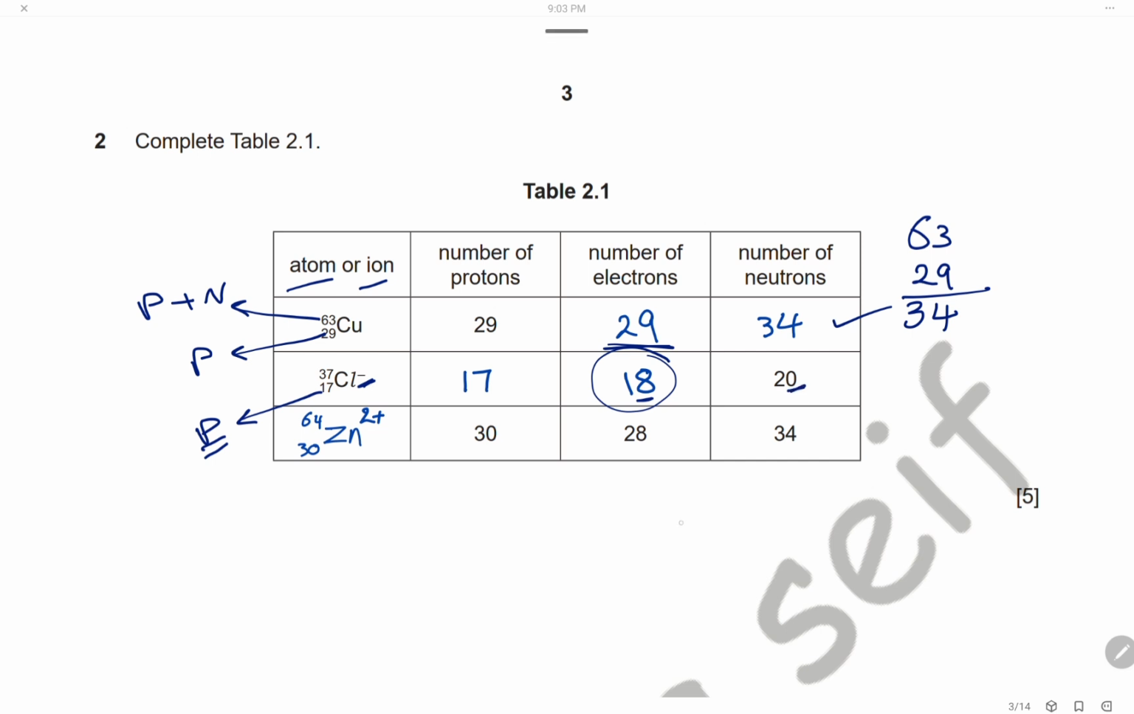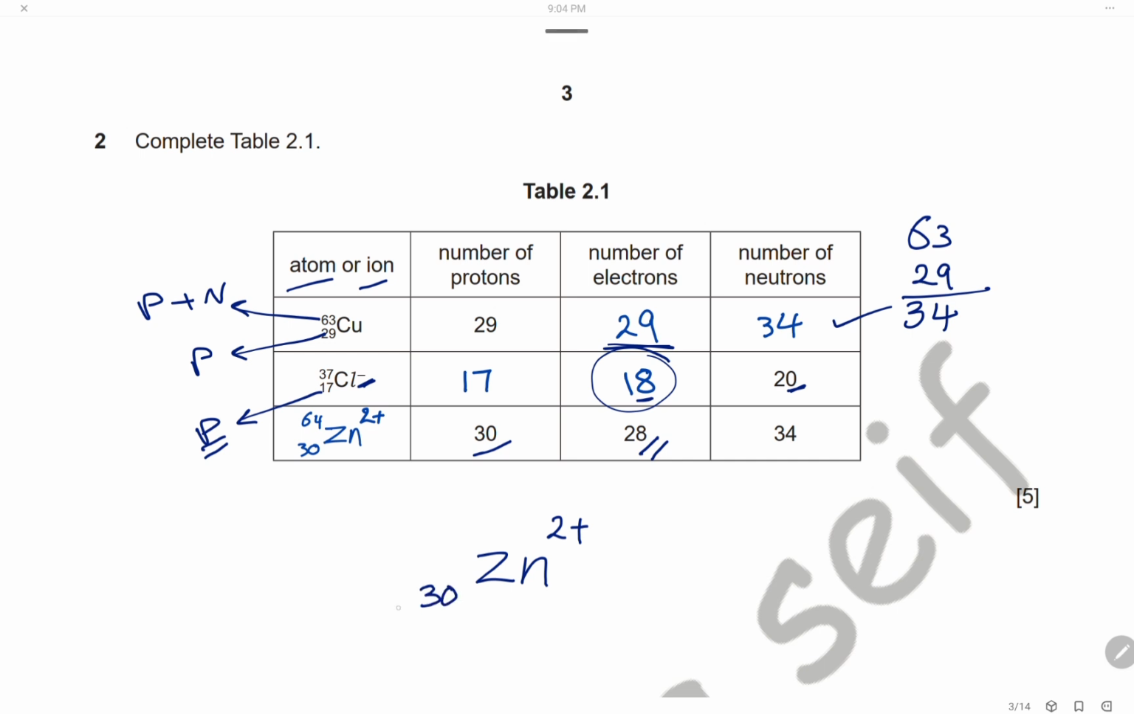neutrons will be 30. The last one, it has 30 protons, so we will go to the periodic table, check element number 30, the element that have 30 protons. It is zinc. Now the number of electrons is 28, so we have two more protons than electrons. That means we have positive charge, so it's zinc ion with +2 charge.